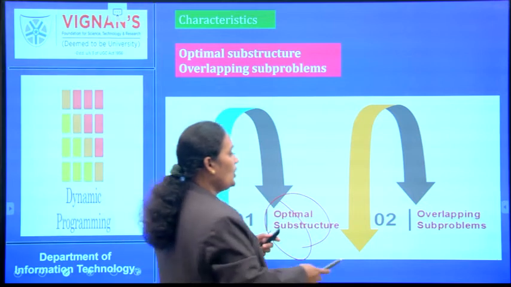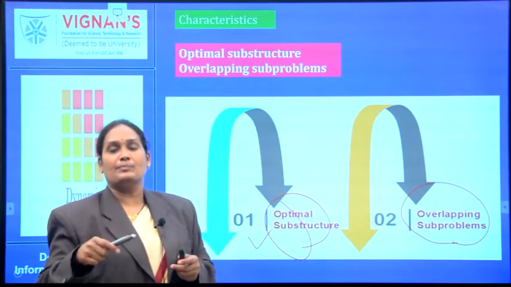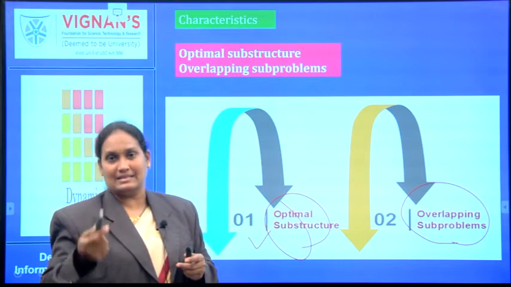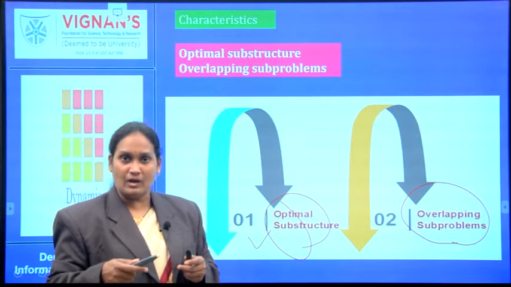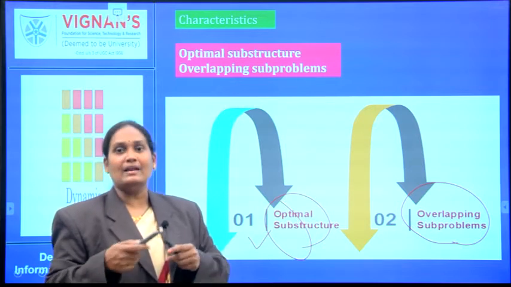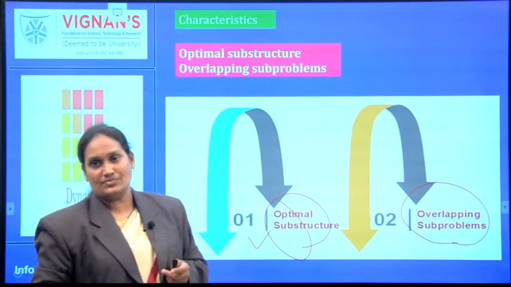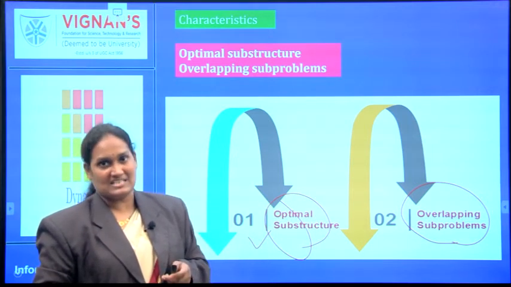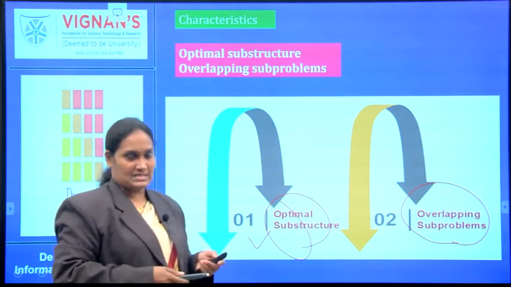Next, overlapping subproblems. I already said that here the subproblems are dependent on one another. In dynamic programming, the subproblems are dependent on one another, that is, they are overlapping subproblems. These two are the main characteristics of dynamic programming: optimal substructure and overlapping subproblems. Right.